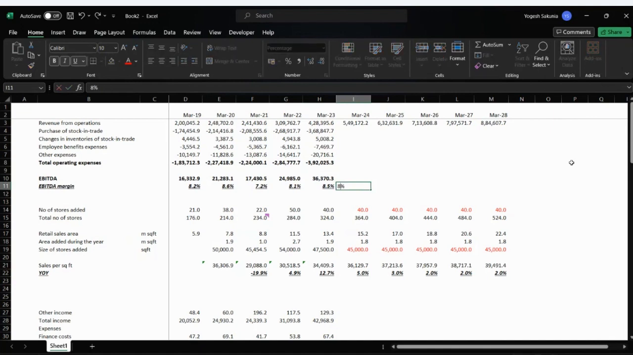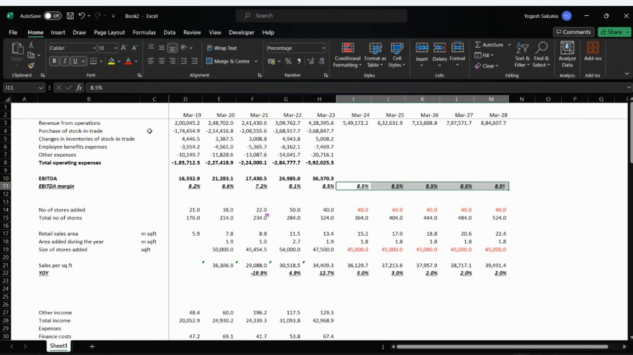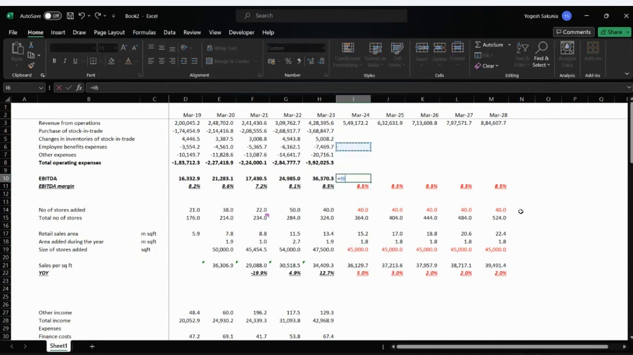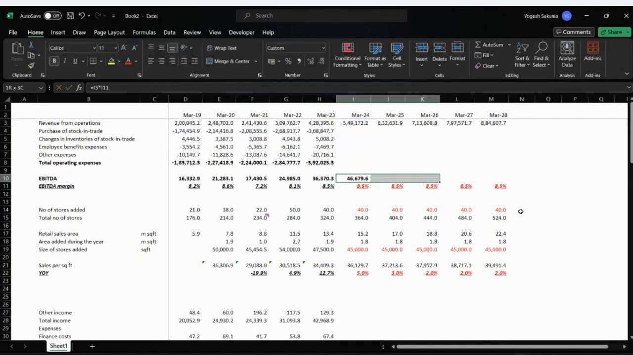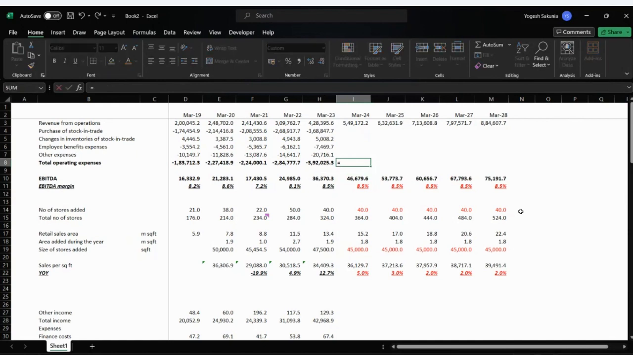We just say 8.5%. These are our assumptions. Make it red in color. These were also our assumptions. Make it red in color. And then we now know how much is the revenue, multiplied by the margin gives you the EBITDA. And then you can reverse calculate the operating expenses as revenue minus EBITDA.